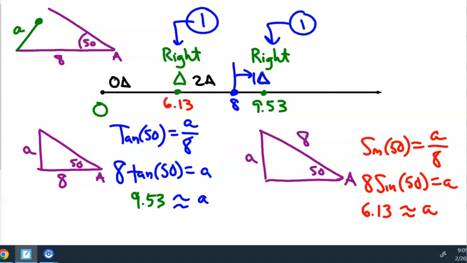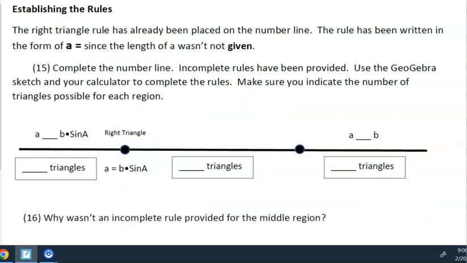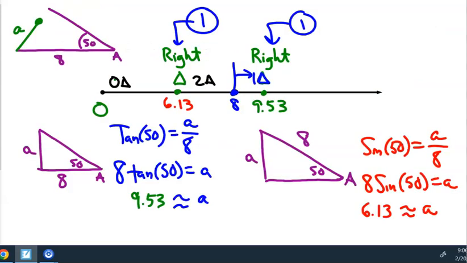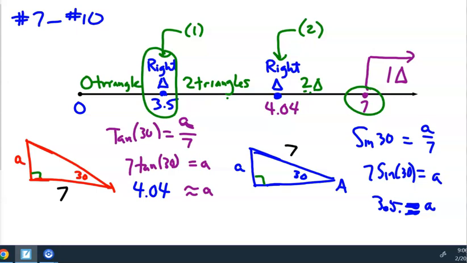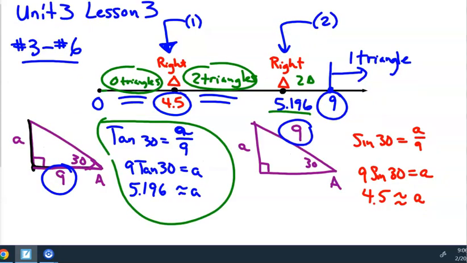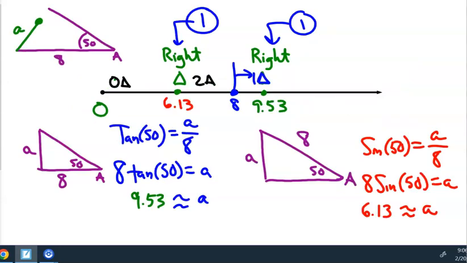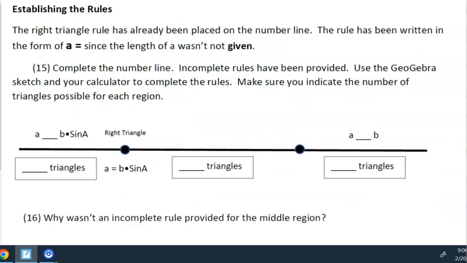So when establishing the rule here, we're only going to care about the first right triangle on our number line, which is always a sine problem. All of these were sine problems for the first point, because everything to the left of that answer always produced 0 triangles. So that problem was done using sine, and to the left of that there were always 0 triangles.